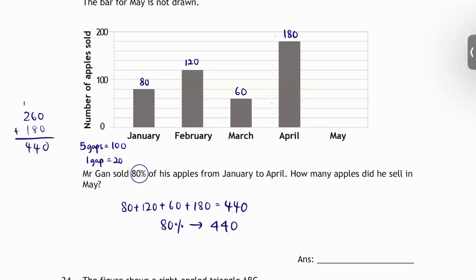440 apples. How many apples did he sell in May? So in May, this is 20%. We can get 20% directly rather than finding out 1%. So remember, it's not always a must to find out 1%, especially if we do not have the calculator. We can divide by 4, and we will get 110 as our answer.